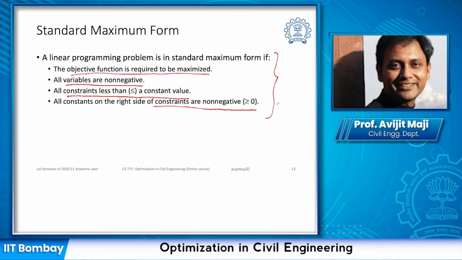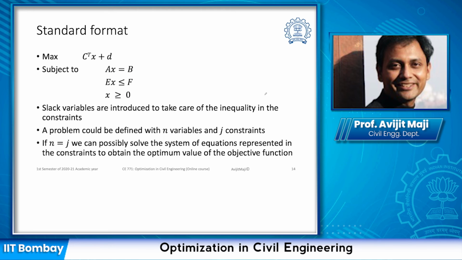So if we want to see this standard format, or standard maximum form, in a mathematical format, it can be represented as maximization of the objective function. We can also have a constraint, subject to, where these are the equality constraints and these are the inequality constraints, and the variables are supposed to be greater than or equal to 0.